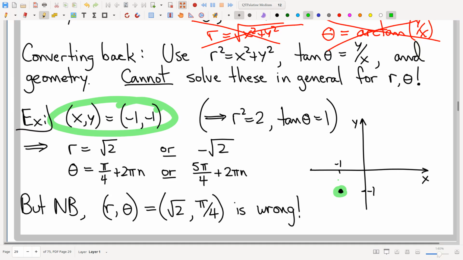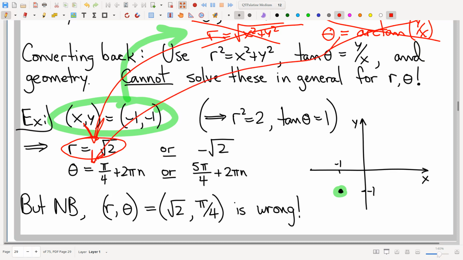If you take that point and plug it into these formulas that I've already crossed out, let me go back to the pencil. If you take these formulas, you will get that r is the square root of 2 and that theta is pi over 4. And that'll put you right here, which is wrong. You see how they crashed and burned on an easy little point?